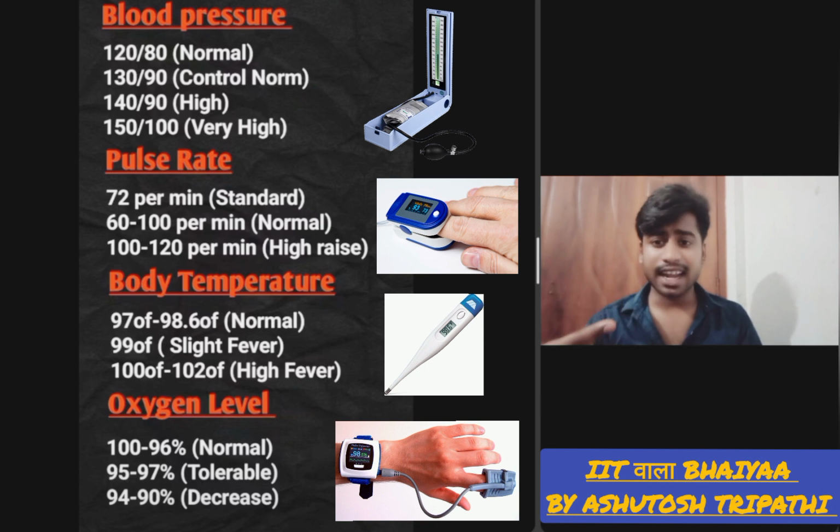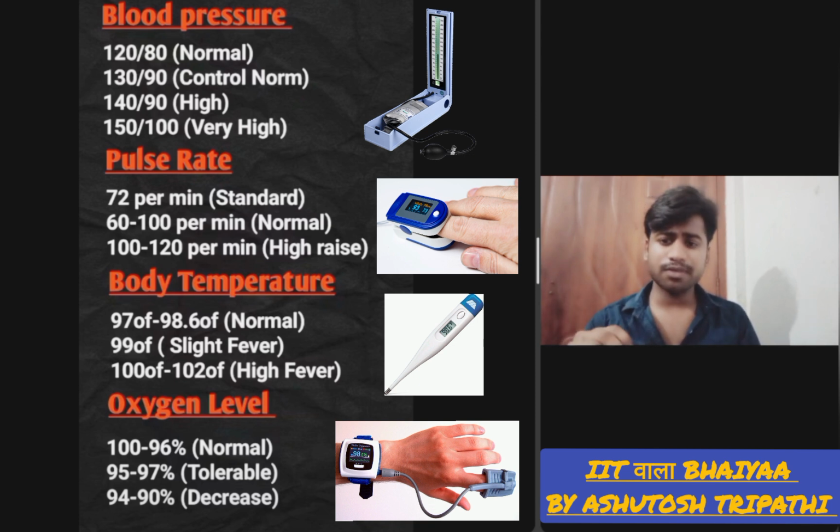And second is pulse rate. 72 beats per minute is a standard pulse rate. 60 to 100 beats per minute is a normal pulse rate. 100 to 120 beats per minute is a high rate.